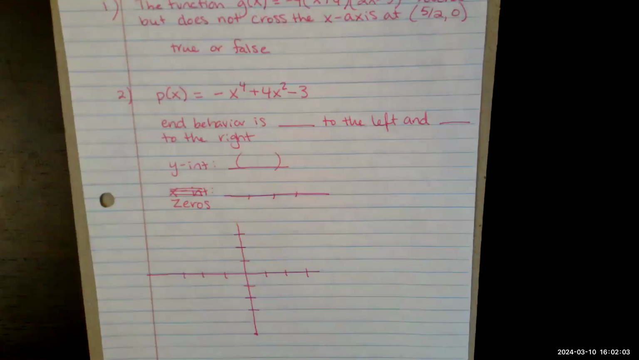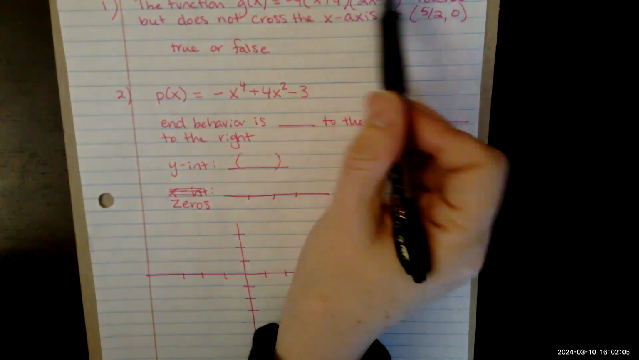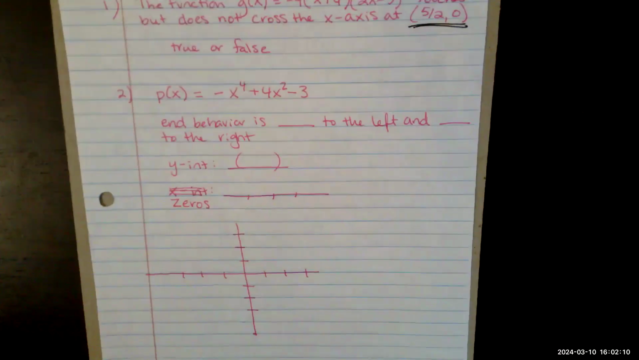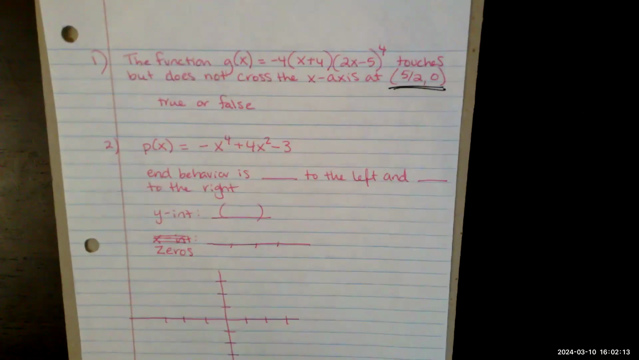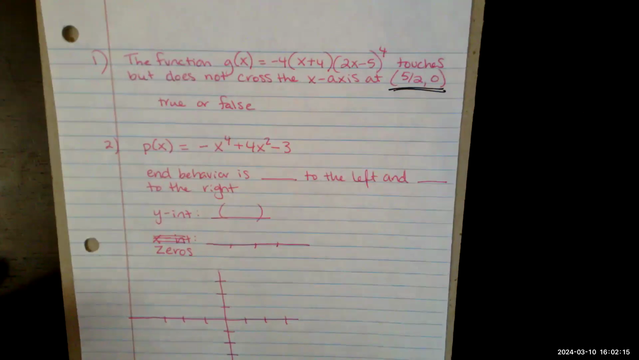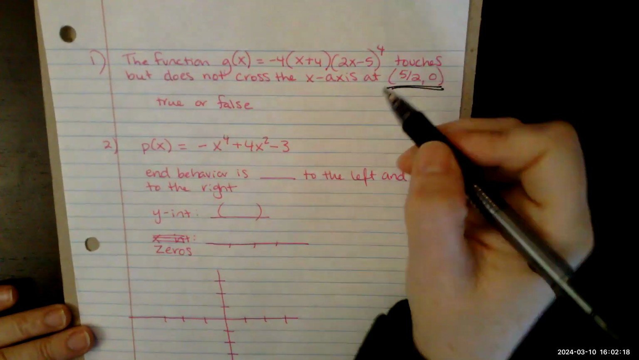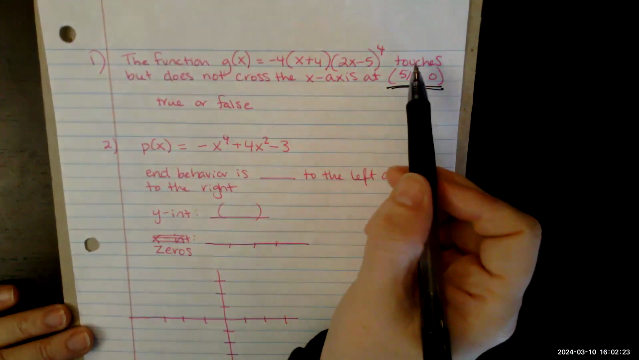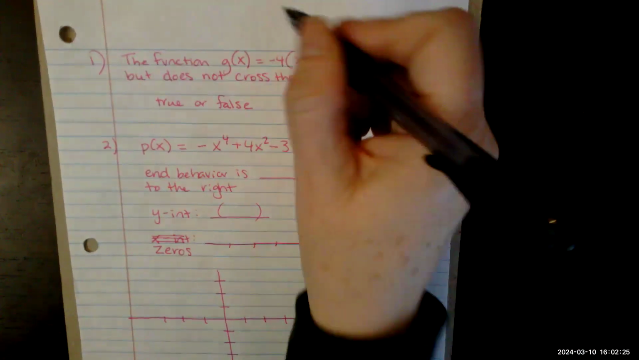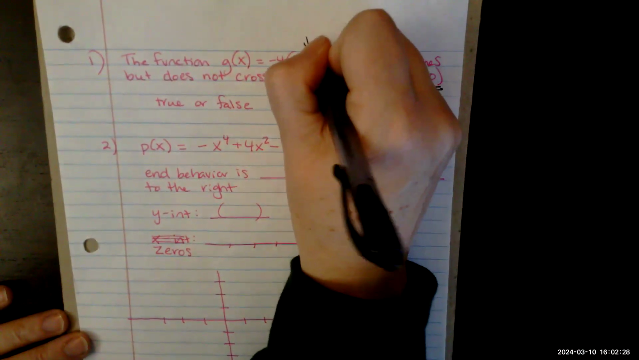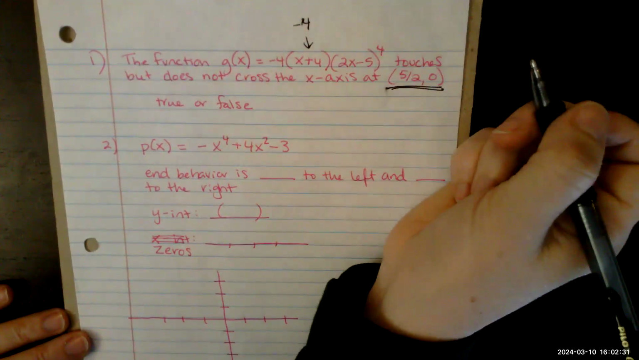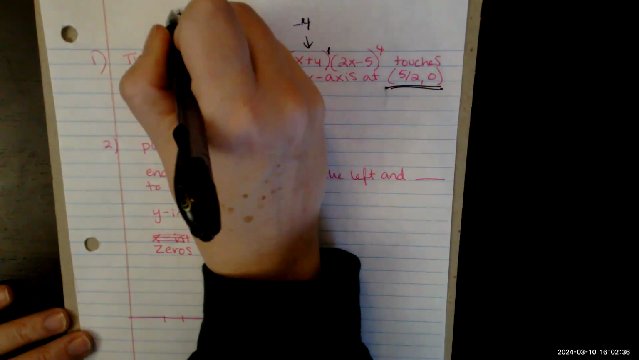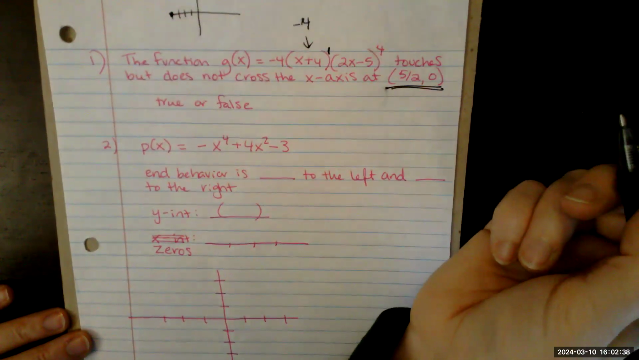Okay, the function g of x, which is this, touches but does not cross the x-axis at 5/2, 0. So what they're basically asking is, at 5/2, does it go straight through or does it bounce there? Okay, that's what they mean by touches and does not cross. So what are our zeros according to up here? Do you see that we have a 0 of -4? But that only happens one time. So that means at -4, it's going to go straight through.